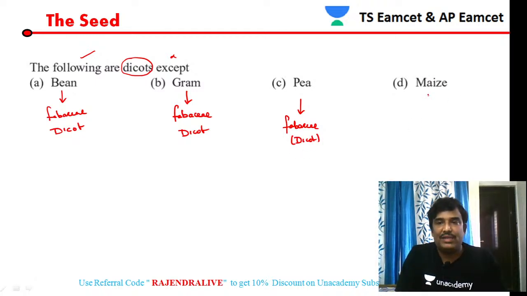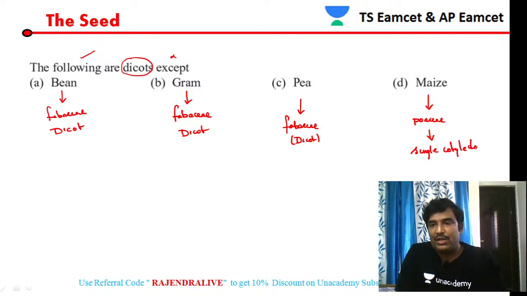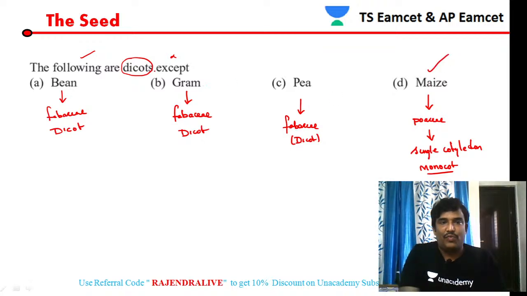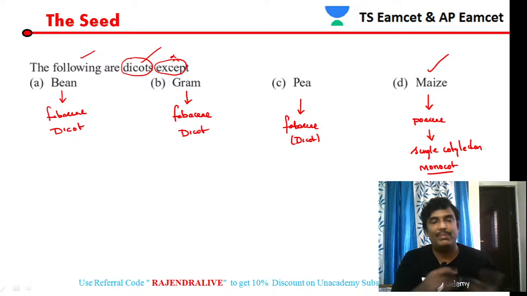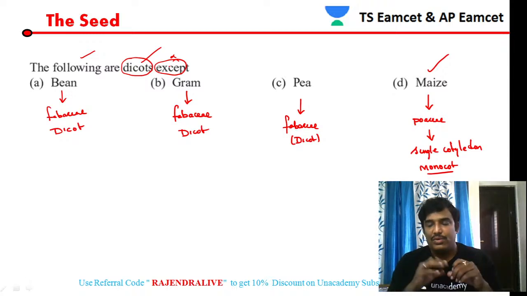Then if you see maize, it belongs to Poaceae, the grass family. It has only a single cotyledon, so certainly it is a monocot. So now the exception case: which is the answer finally? Following all are dicots except maize. So maize will be our answer.